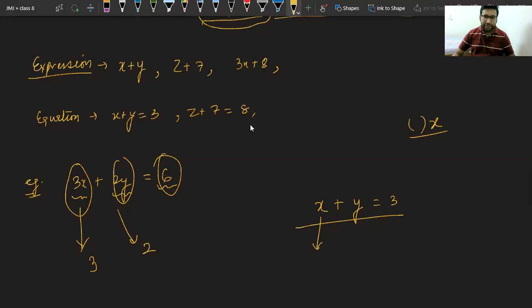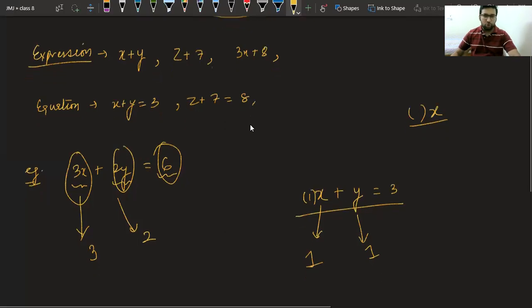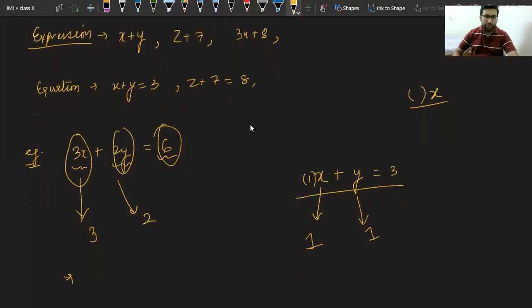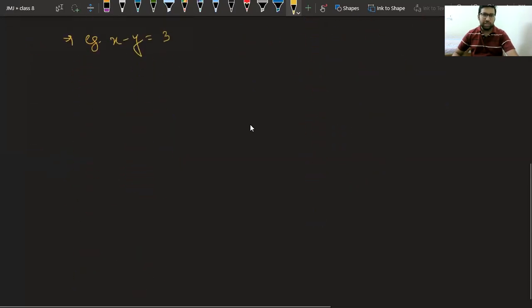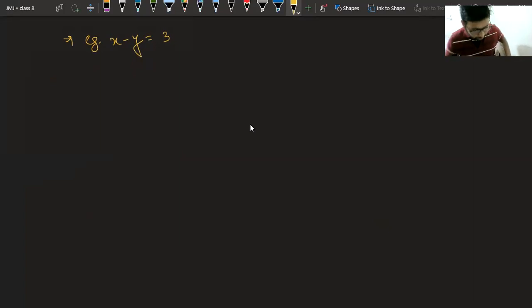The coefficient of x here is nothing. So we can take it as 1 from our side. It will be 1. Similarly, coefficient of y is also 1. Now, if the question is x minus y is equal to 3, what is coefficient of y? Class, if question is x minus y is equal to 3, what is coefficient of y? It is minus 1. Okay, it is minus 1.